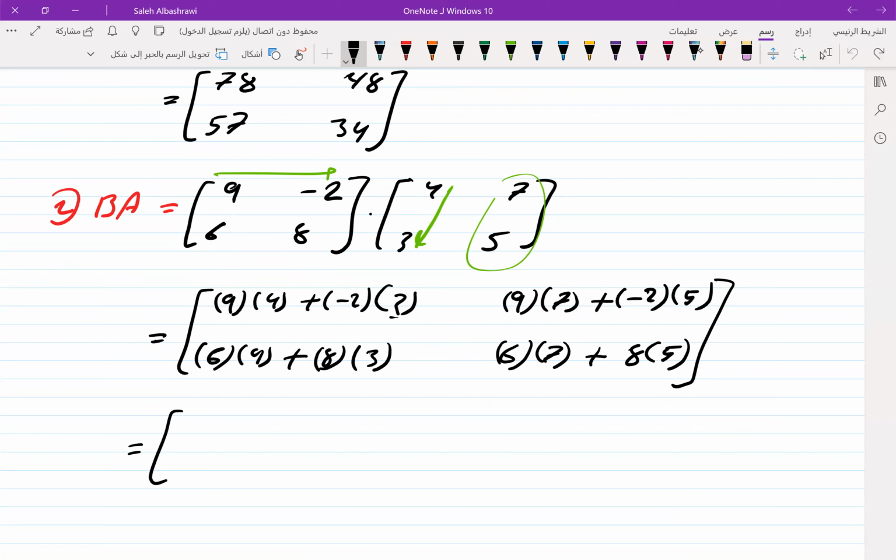9 times 4 is 36 minus 6 equal to 30. 9 times 7, 63 minus 10 is 53. 6 times 4 is 24 plus 24 is 48. 6 times 7 is 42 plus 40 is 82.